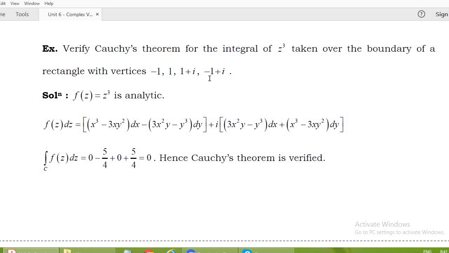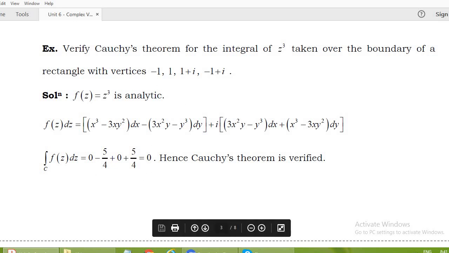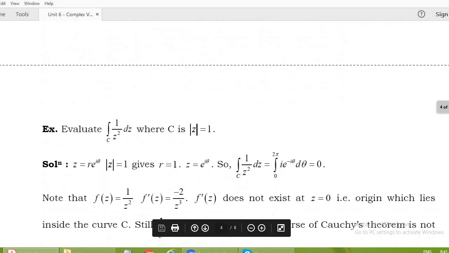And finally, -1 plus i to -1. So here x is equal to -1 is fixed, therefore dx is equal to 0, and y is changing from 1 to 0. We are getting answer 5 by 4. Addition is equal to 0. That is what one has to get.